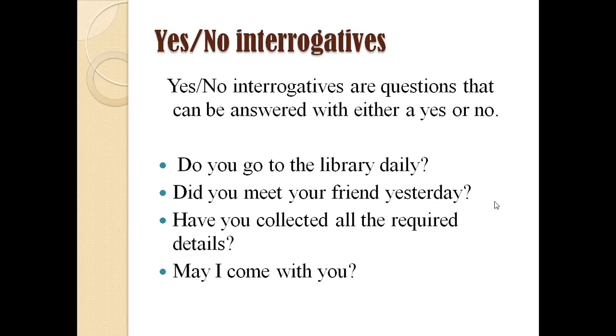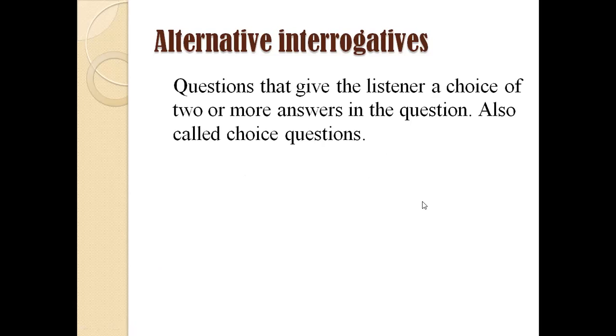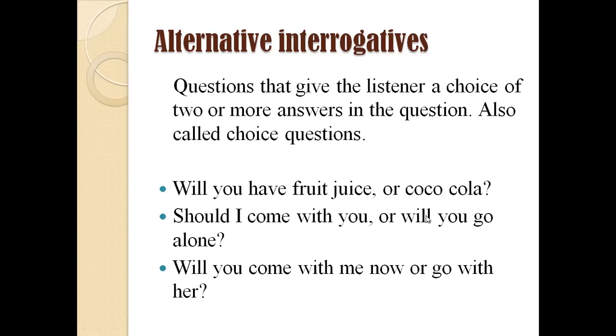Okay. The last type of interrogative sentence is called alternative interrogatives. What does this mean? These are questions where the listener is given a choice of two or more answers in the question itself. Okay. And these are also called choice questions because you've been given a choice there in the question. Example: will you have fruit juice or Coca-Cola? So you have a choice here, you can choose one.